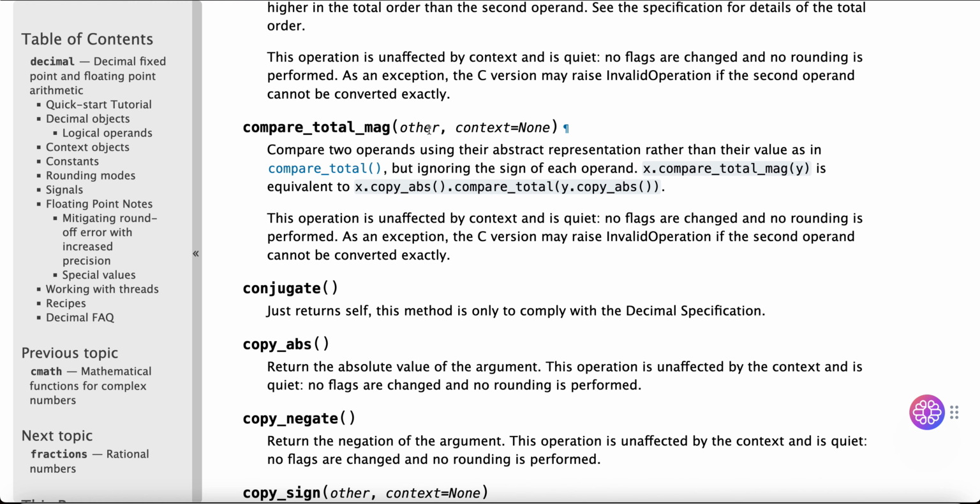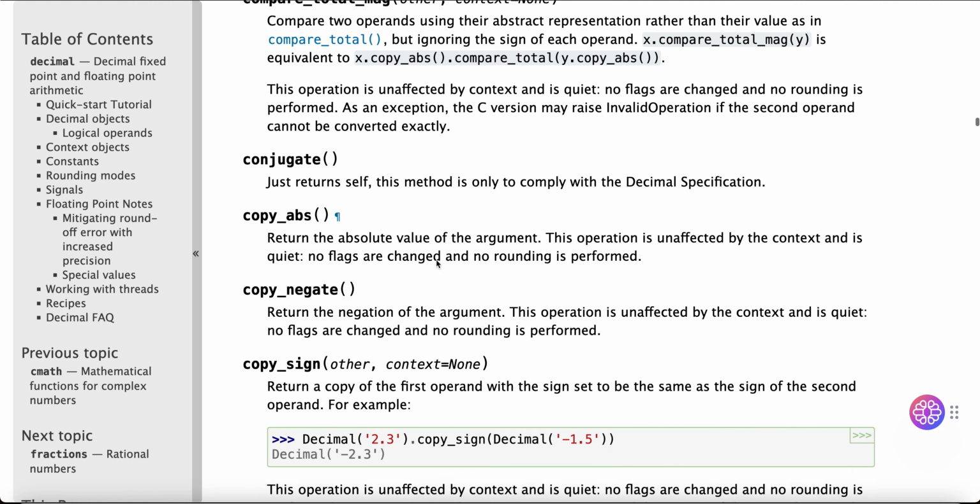Compare total mag, other, context equal to None. Compare two operands using their abstract representation rather than their value as in compare_total, but ignoring the sign of each operand. x.compare_total_mag(y) is equivalent to x.copy_abs().compare_total(y.copy_abs()). This operation is unaffected by the context and is quiet. No flags are changed and no rounding is performed. As an exception, the C version may raise InvalidOperation if the second operand cannot be converted exactly.